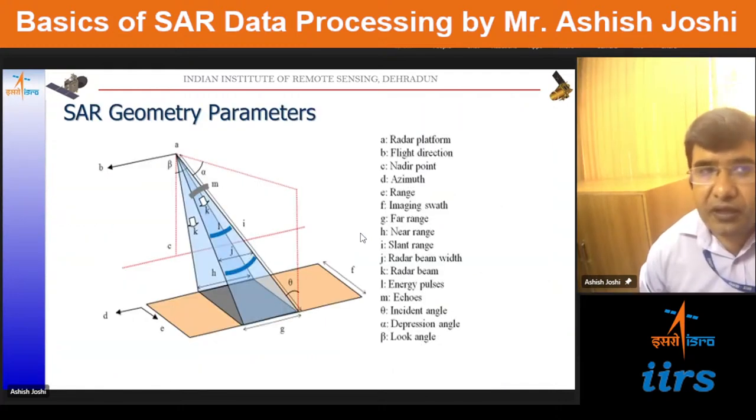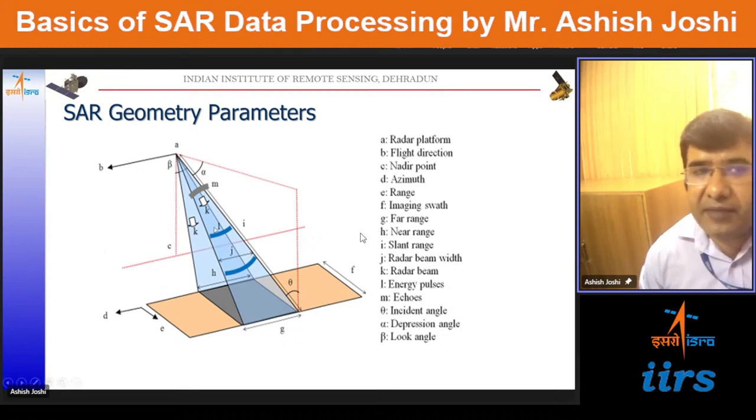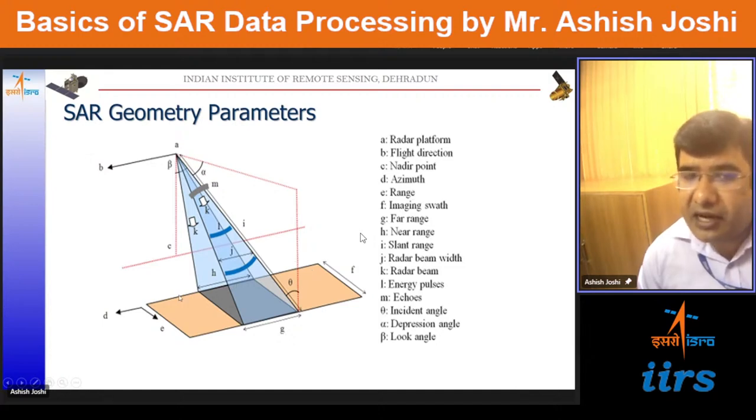Okay. So these are some of the geometrical parameters of the SAR. If A is the radar platform, then B is the flight direction, so it is moving in this direction. C is called the nadir point, which is just below the radar on the Earth surface. D is the azimuth, meaning the direction of the image on the ground that forms with the motion of the SAR. And E is called the range direction, which is also called the across track.